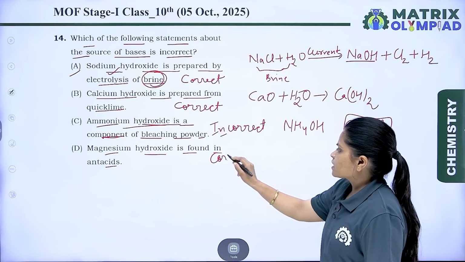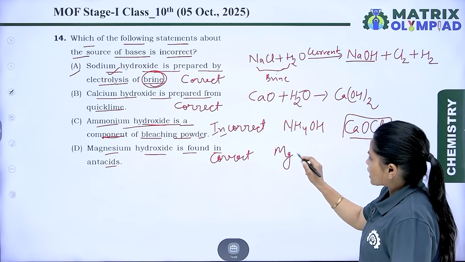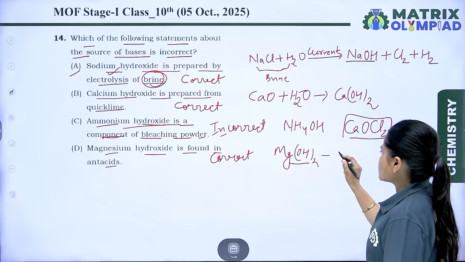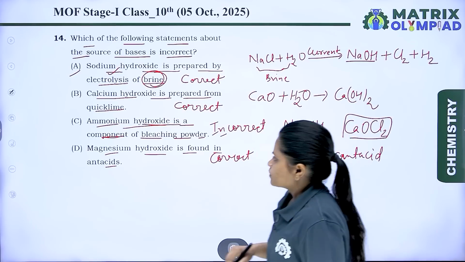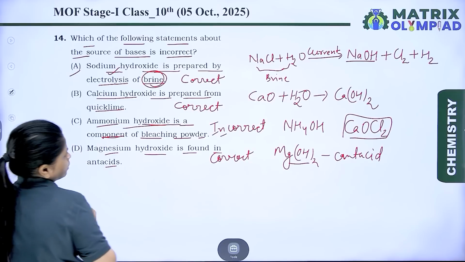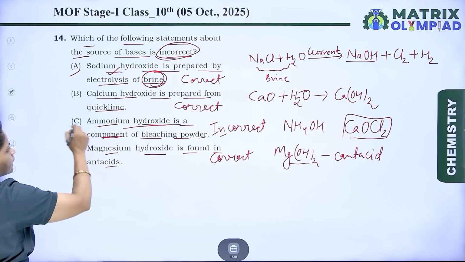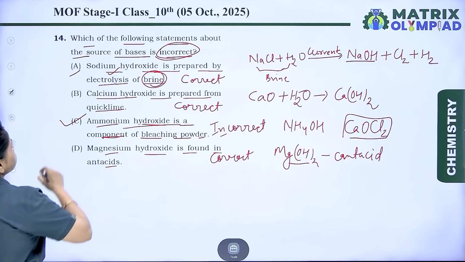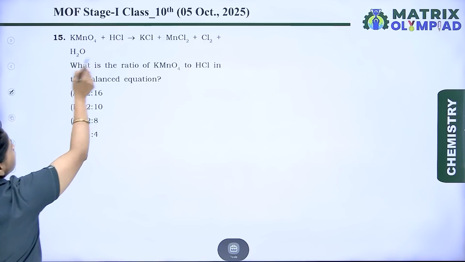Yes, this is again a correct statement, as magnesium hydroxide, that is milk of magnesia, is the main component of antacid. So this is the correct statement. So according to the question, we have to choose the incorrect one, and the incorrect statement is C. This is the answer. Now take the next question.